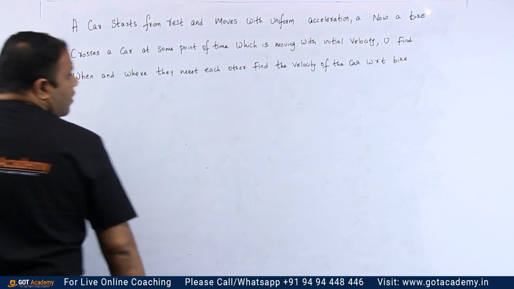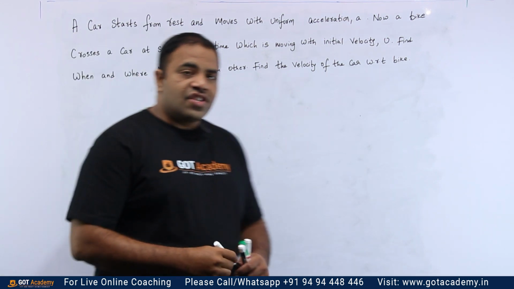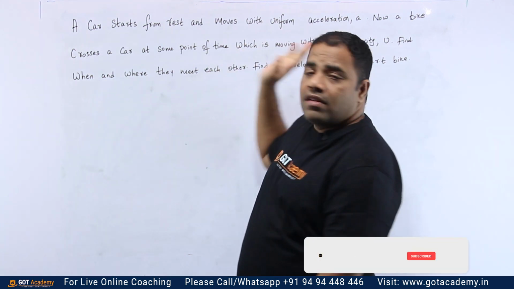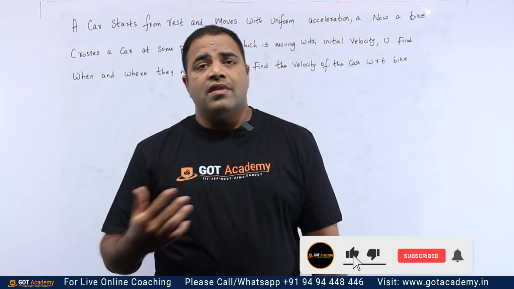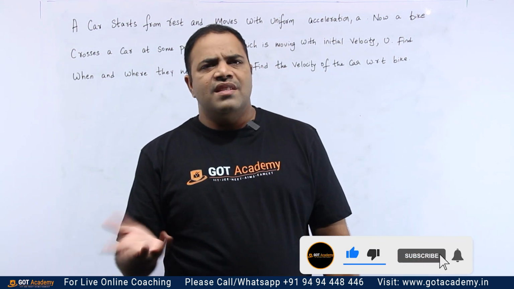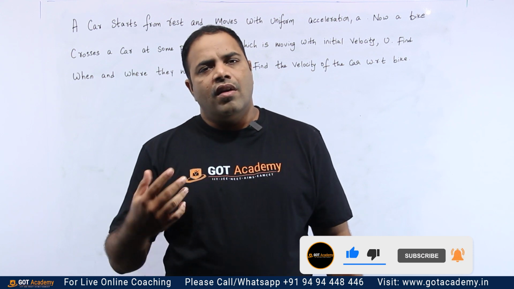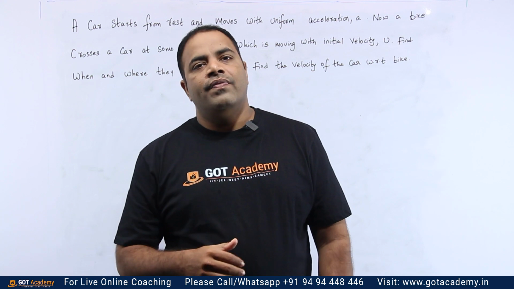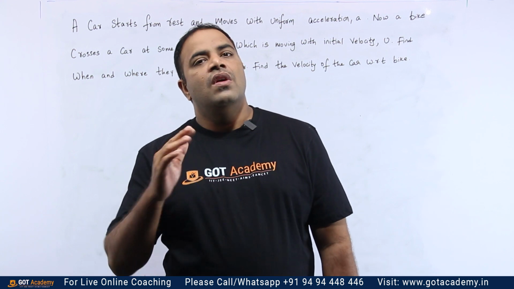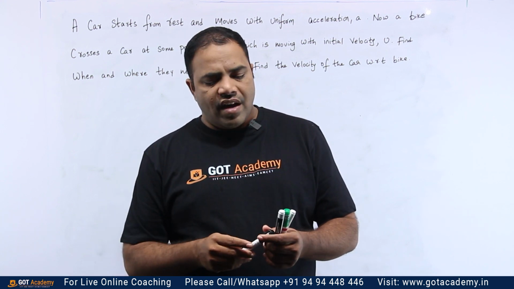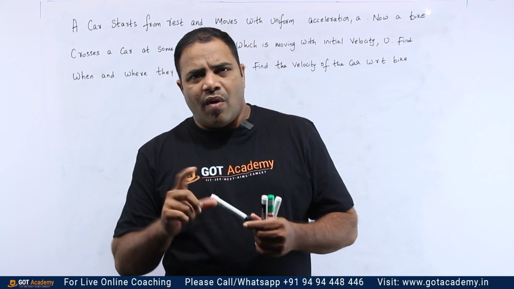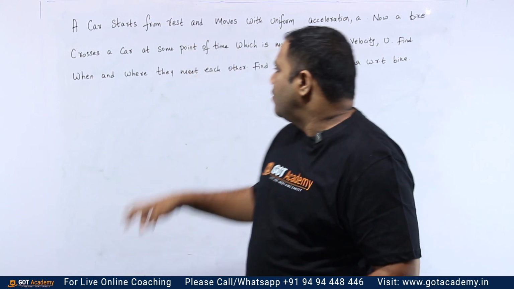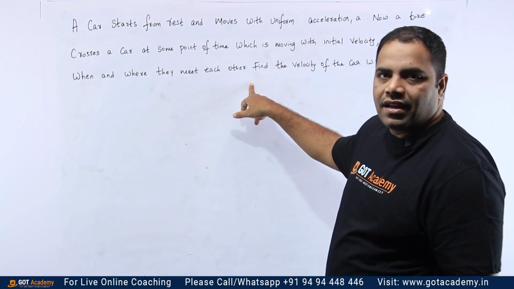Okay, my dear children, initially the car is at rest and moves with a uniform acceleration A, as given in the question. Now we observe that a bike is overtaking, meaning it is meeting the car. The bike is crossing the car, and the initial velocity of the bike is u. So when it crosses, at what point of time are they crossing or meeting each other? When and where do they meet each other?